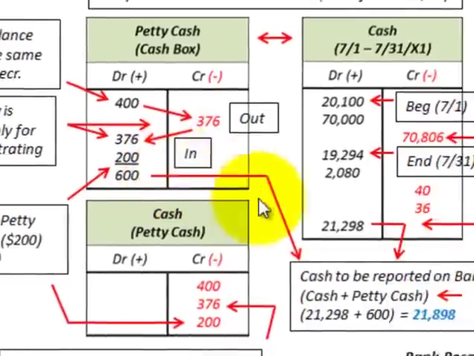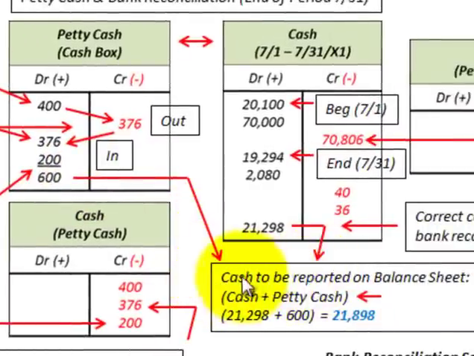So let's look at how we would report this cash on the balance sheet. Remember, we had $21,298. That was the correct cash balance per the bank reconciliation at the end of the month, 7/31. But then we also have this petty cash of $600. That's up over here, this petty cash. This is what's sitting in this petty cash fund as far as our records, the $600.